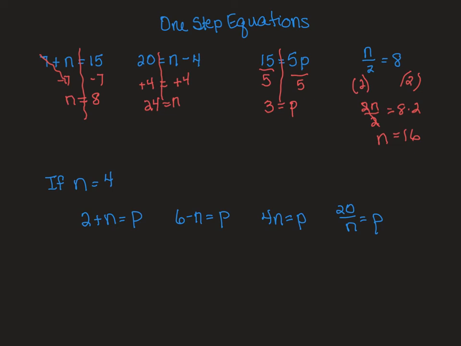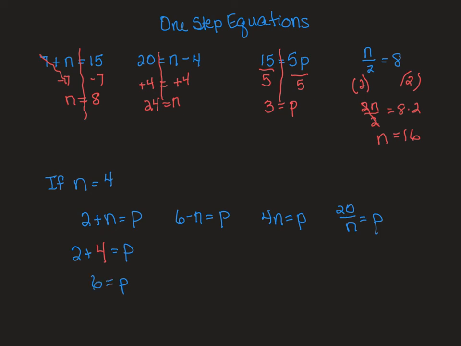I do want to go one step further, and I want to talk a little bit about substitution. And you have also done this, but I just want to make sure we're clear. So in this problem, I say if n equals 4. Okay, so if n equals 4, I'm going to have 2 plus n, which is 4. Notice I'm substituting it in, equals p. So I know then that p equals 6.